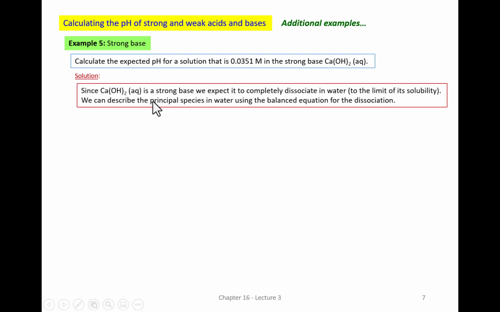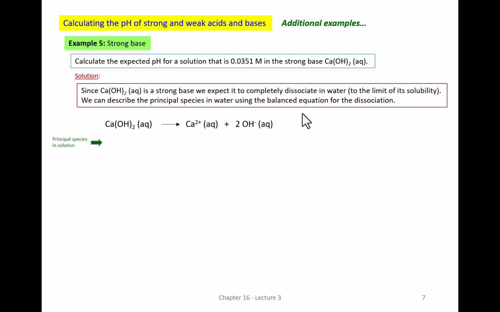Now, calcium hydroxide, like sodium hydroxide, is a strong base. We expect it to completely dissociate in water to the limit of its solubility, and we can describe the principal species in water using a balanced equation for the dissociation. We write the balanced equation here, and we remind ourselves that when calcium hydroxide dissociates, it produces one calcium ion and two hydroxides. The 2 in front of the hydroxide is going to be key here.